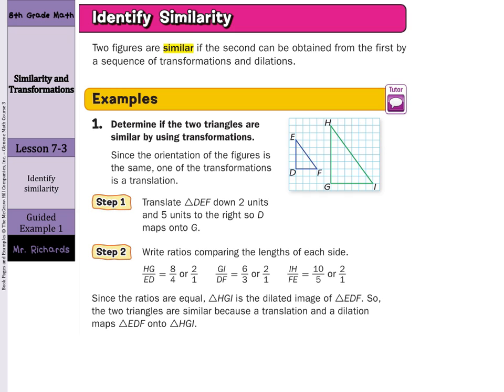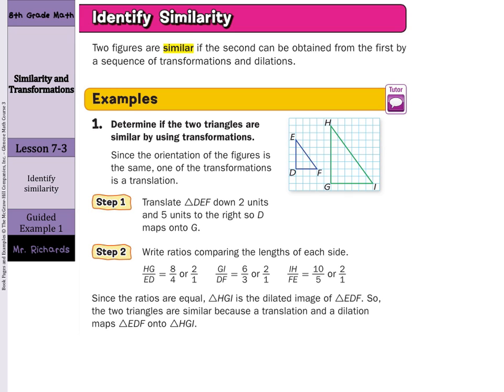Two figures are similar if the second can be obtained from the first by a sequence of transformations and dilations. So in example 1, determine if the two triangles are similar by using transformations. Now, since the orientation of the figures is the same, one of the transformations is a translation. So step 1, translate triangle DEF down 2 and 5 to the right so that D maps onto G.